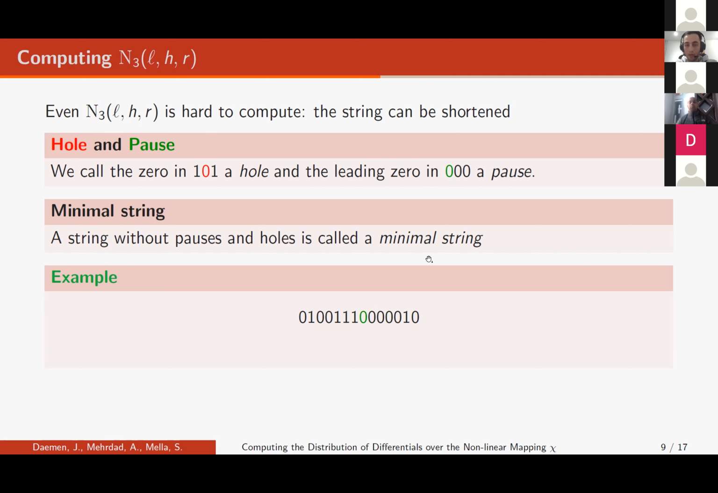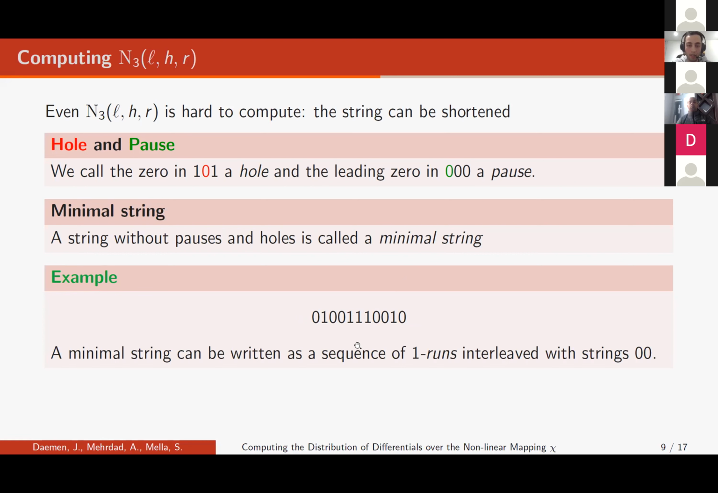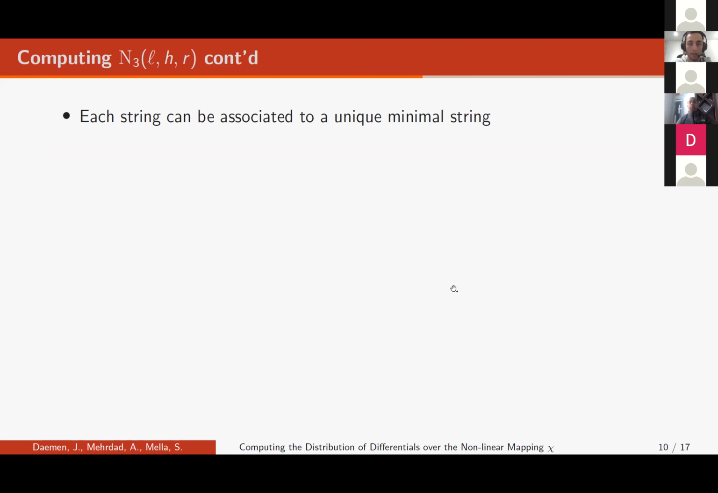And the thing that we can do is to remove pauses from this string. After removing all pauses, we got this string. That is a minimal string. And as a conclusion, we can say that the minimal string can be written as a sequence of 1 runs, that is consecutive ones, and a string of 2 consecutive zeros. So you either have 2 consecutive zeros or 1, 1, 1, 1. Okay, so each string can be associated to a unique minimal string.